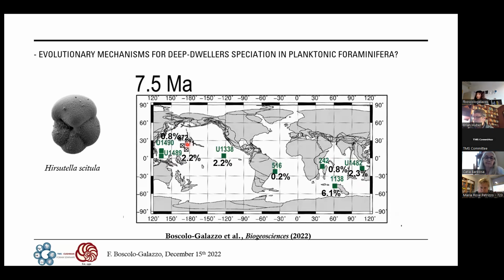However, by 7.5 million years ago, we really find scitula at each of our investigated sites, with abundance ranging from 0.2% to 2.3% in the tropics, and still fairly high abundances in the Southern Ocean. So basically moving from the Middle Miocene to the Late Miocene, Hirsutella scitula has successfully spread from the subpolar Southern Ocean to the tropics and through the tropics.